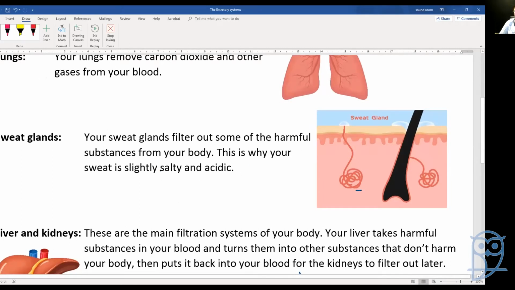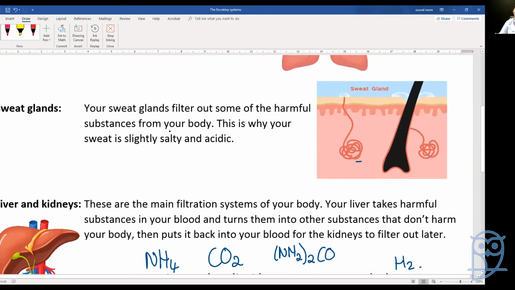Similarly to your sweat glands, yes, exactly, like coffee. Coffee you can very definitely smell on someone's breath. In your sweat glands, quite a lot of different substances can also come out. This is why your sweat is very often slightly smelly.